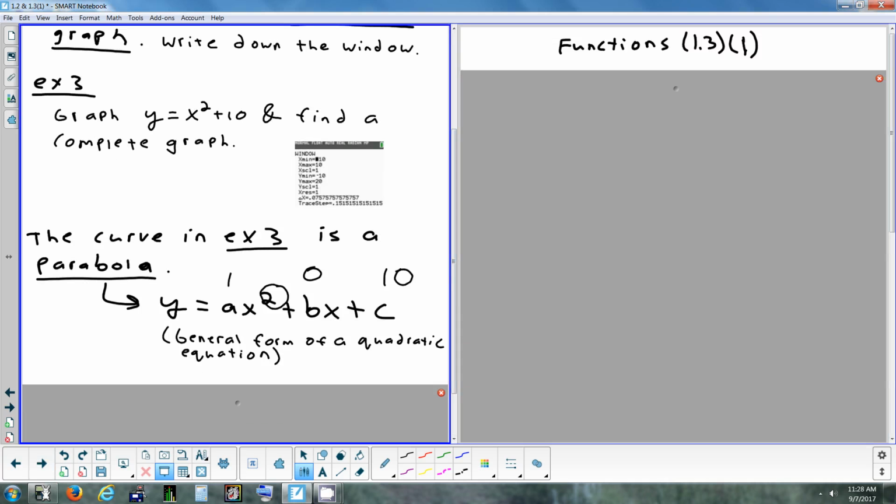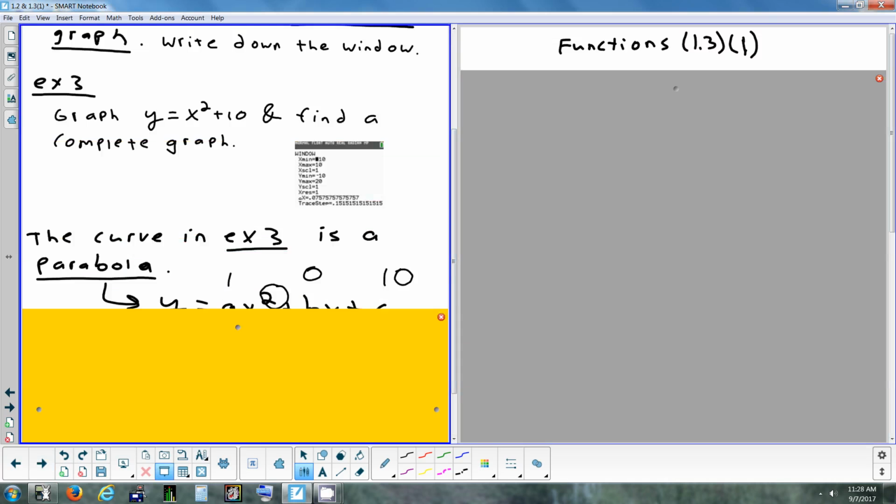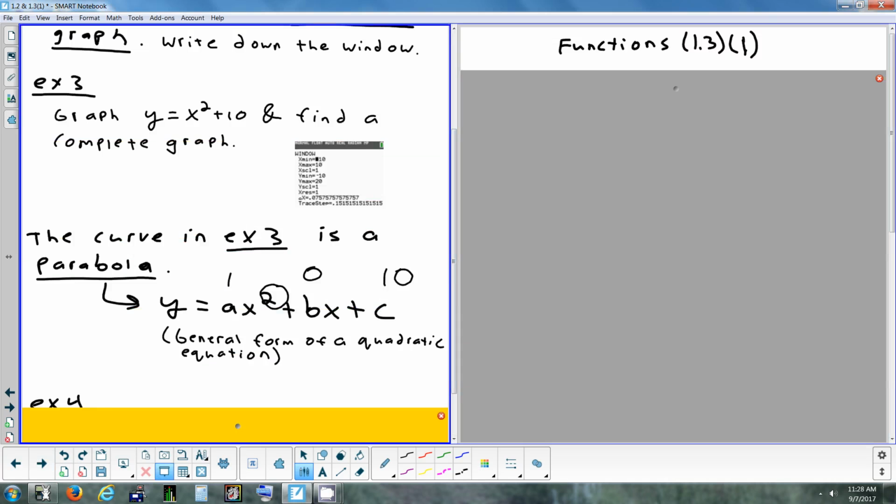Okay? If you have a graph with a 2 in it, it can turn once. That's one turn. If you had a graph that had an exponent with a 3 in it, it has to be an exponent. An exponent of 3 means the graph can turn twice.